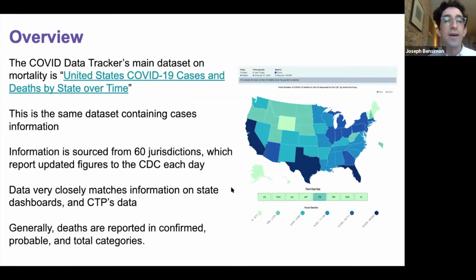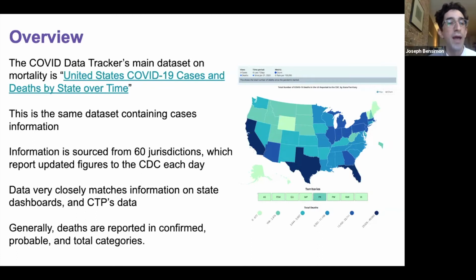So just to reiterate, this is the same data set that Jennifer was talking about regarding cases. The data set is called the United States COVID-19 Cases and Deaths by State over Time. Within this data set is information from 60 jurisdictions. They are the 50 states, DC, 8 territories, and then New York City, which reports separately from New York State. And just to note here, that is a difference from the COVID tracking project's data, where we do not collect New York City's data separately.